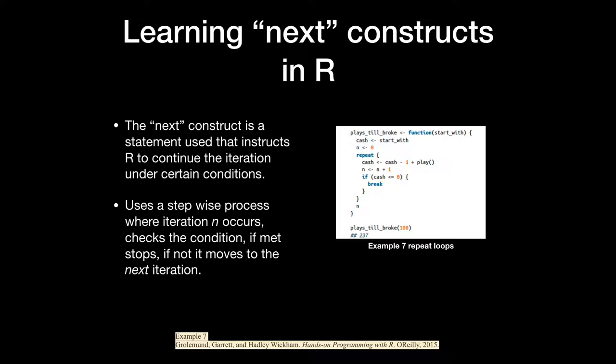So unlike the while loop that keeps going until it meets a certain threshold or you exit, the next construct is going to run once. It's going to check the condition. If it can continue to go, it will go, but to the next one in a step-by-step manner.